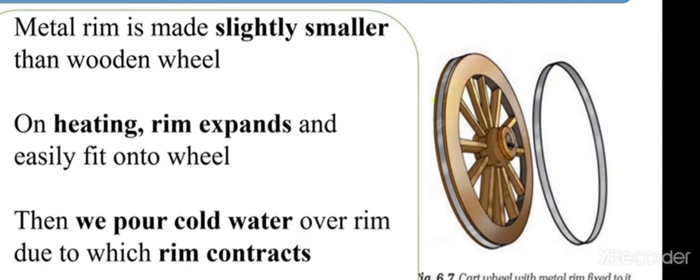The wooden wheels of a cart have a metal rim around them. We will now see how this rim is fixed on the wooden wheel. The metal rim is made slightly smaller than the wooden wheel. On heating, what will happen? The rim will expand, and it will easily fit onto the wheel, right? Then we pour cold water over the rim, due to which what will happen? On cooling, the rim will contract, and this is how the rim fits tightly on the wheel. Alright, let's move forward.